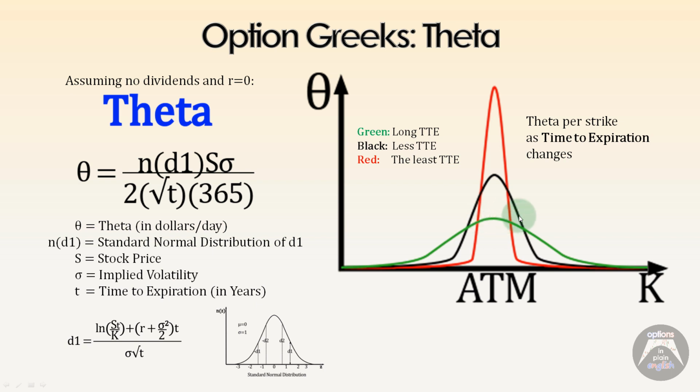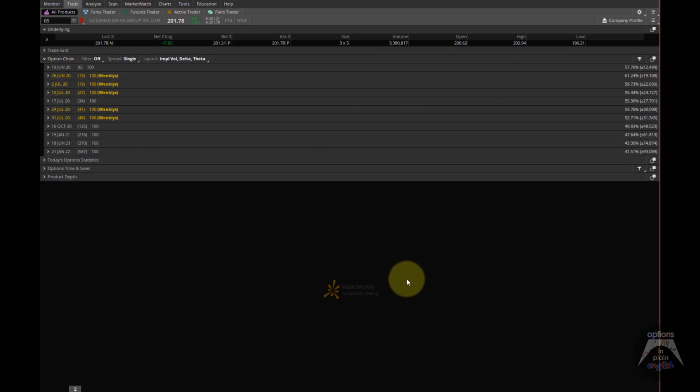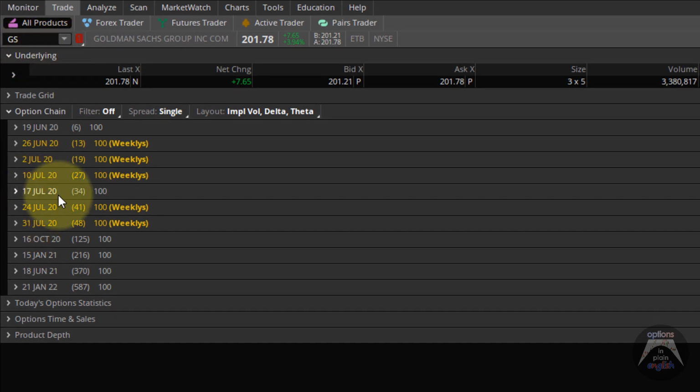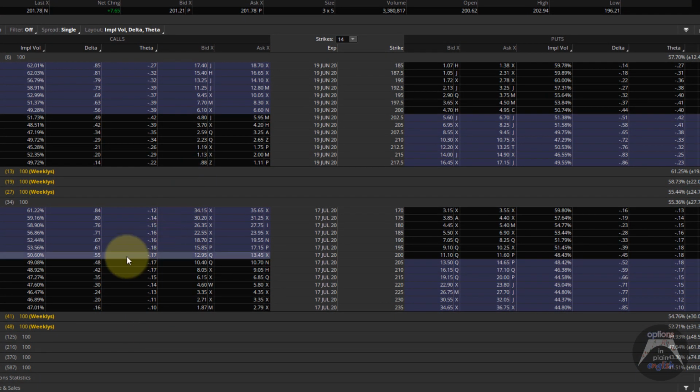We're going to look into this in a little bit more detail. I'm going to go to the platform, and you're going to be able to see this numerically and see how this affects the different types of positions that we put on. So we're going to come to our trading platform, and we're going to take a look at Goldman Sachs. GS is the ticker symbol. And we're going to open up some expirations here. I've already pulled up the theta so that you can take a look.